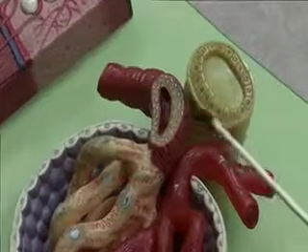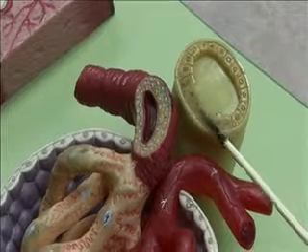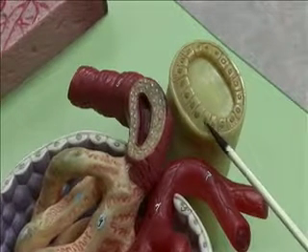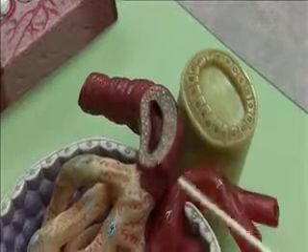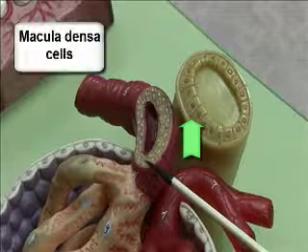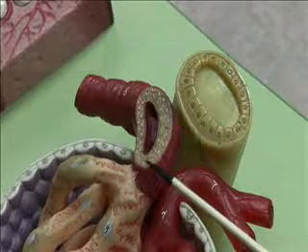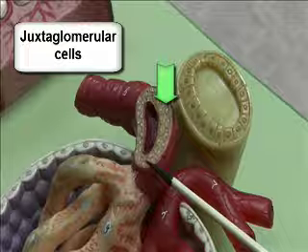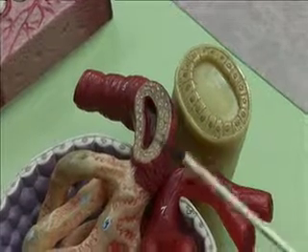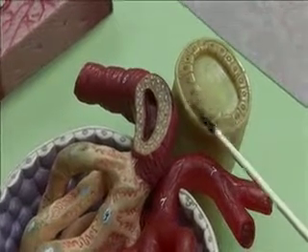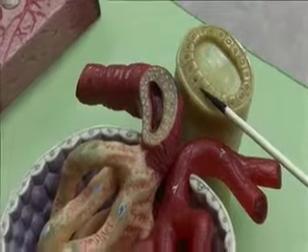On this model, the juxtaglomerular apparatus includes this layer of the distal tubule, which are called macula densa cells, and this enlarged area, which are your granular juxtaglomerular cells. Both these cells and that cell on this model make up the juxtaglomerular apparatus.